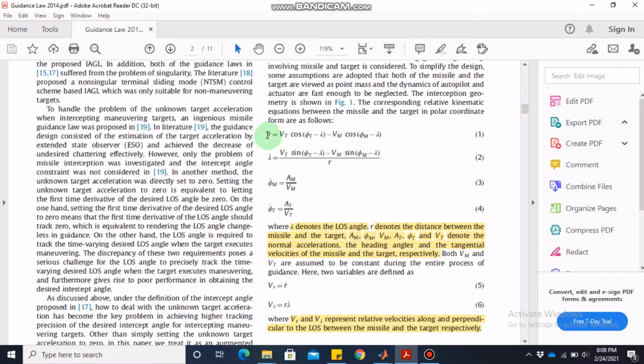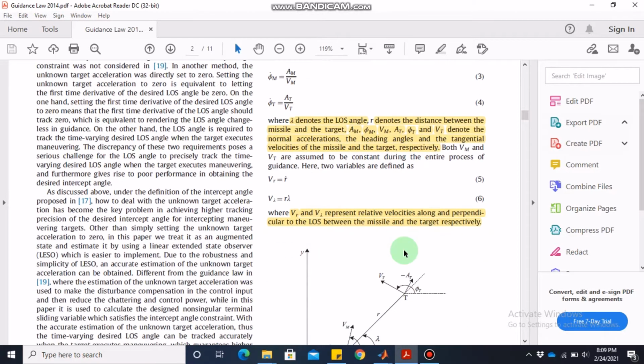The rate of change of the range is given by the target velocity times cosine of the difference between the target angle and the line of sight angle. Lambda is the line of sight angle, and then there is this lambda dot, the rate of change of the line of sight angle, that is given by this equation. And then there is the missile heading angle, the rate of change is given by this equation, and this is the target heading angle. So this is the description of all the variables in the paper.